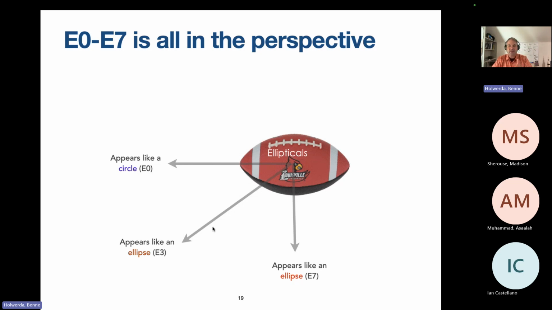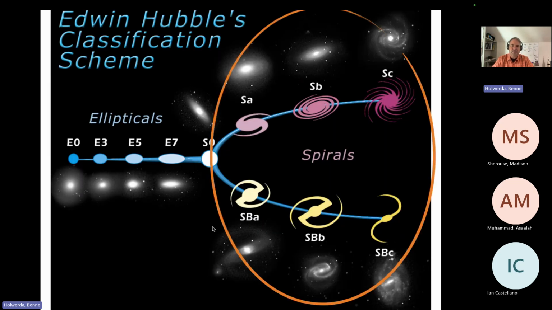Basically, that's the classification. Along the major axis, that's an E0, and if I see it from the side, it's an E7. But it only tells me my viewing angle. It doesn't tell me anything intrinsic like inclination.